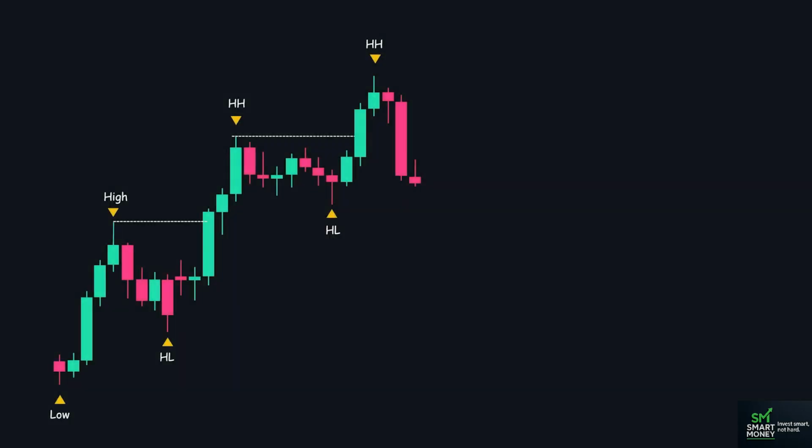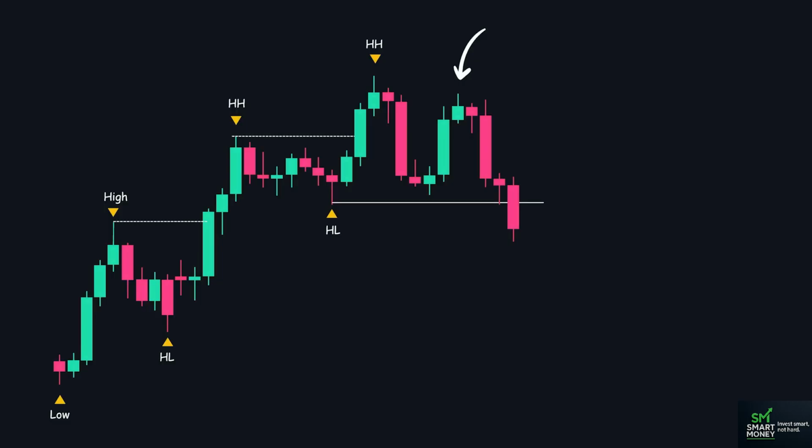A true reversal is not just a single break of previous structure, but a sequence of events and a shift in behavior. First, price fails to create a new high, showing weakness, then breaks a protected low with strong momentum. This is where the control shifts from buyers to sellers. However, the best reversals don't happen randomly.